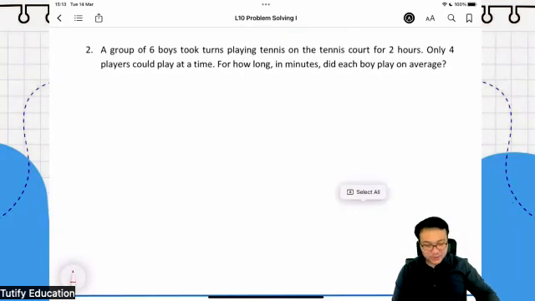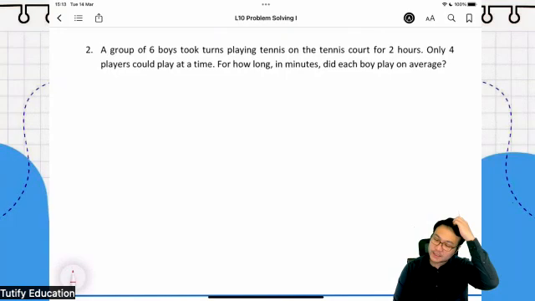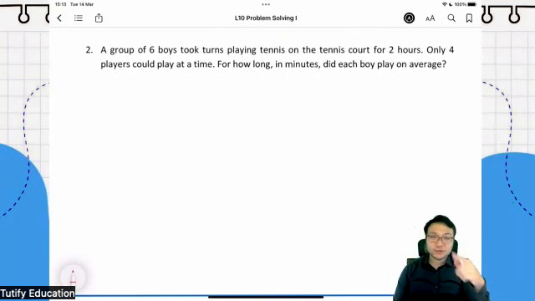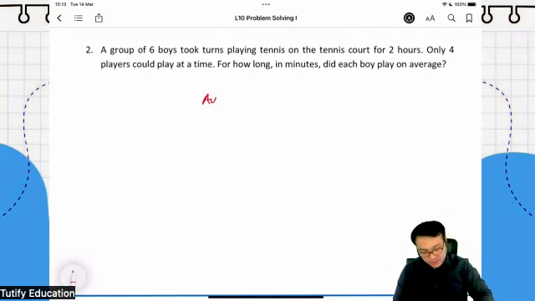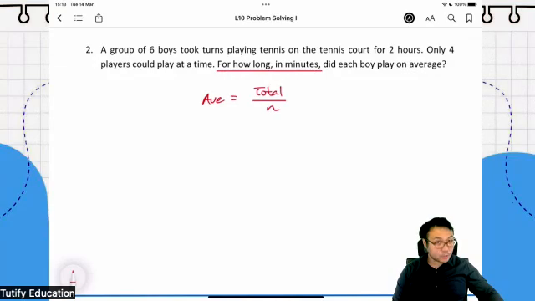A group of boys went to play tennis. So they took turns, right? Because on a tennis court, you can only have 4 people playing at the same time. So you have to take turns if you have 6 people, okay? Now, how long did each boy play on average? So whenever you talk about average, we know that average equals to the total divided by the number of people. So if you want to find the average time, how long in minutes did each boy get to play?